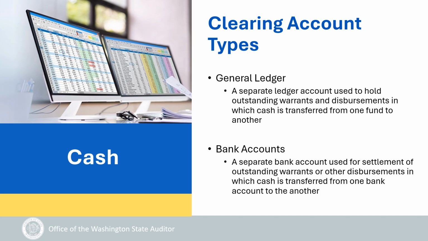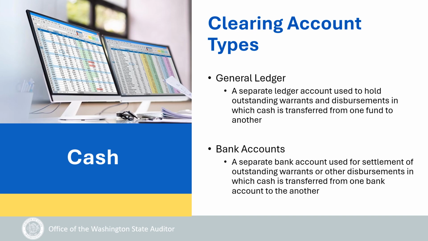Sometimes governments will utilize clearing accounts. Clearing accounts can be one type or both, which is often different from one government to another. Let's talk about both types. Some governments may have a clearing general ledger fund. This is used by a government that transfers outstanding warrants and disbursements from the funds that are paying the invoices to a separate fund that will disperse the funds from the government. On the other hand, some governments utilize a clearing bank account. This bank account is where the cash for the outstanding warrants and disbursements will live until the payments are received by the payee.